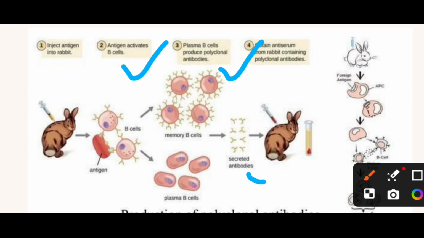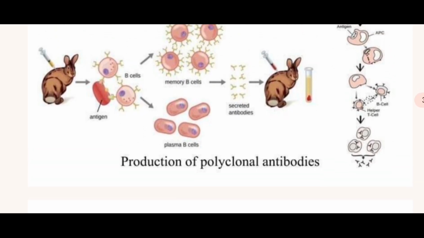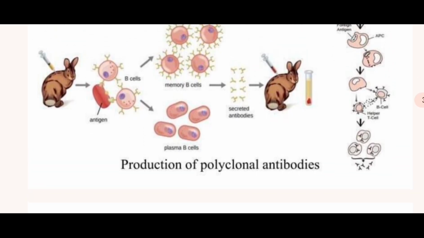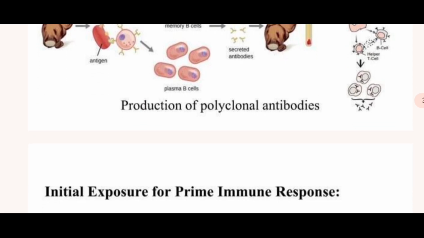Now these antibodies are screened, and the antiserum from rabbit containing polyclonal antibodies is obtained, and this contains our desired antibodies. So this is the production of the polyclonal antibodies.